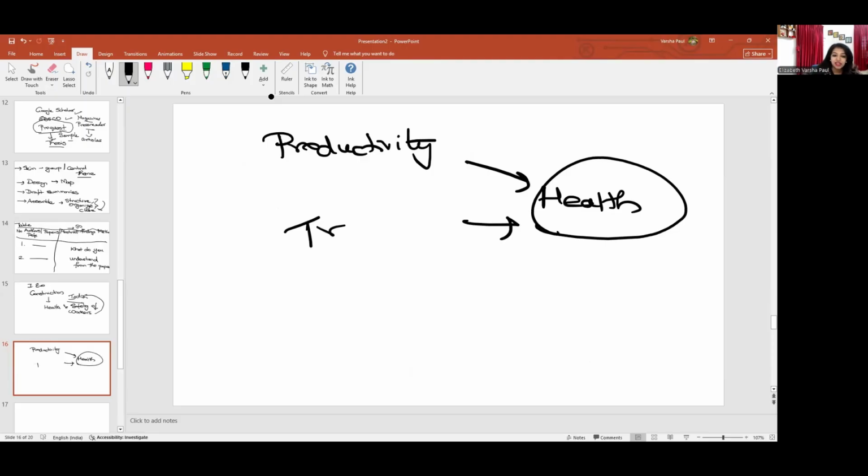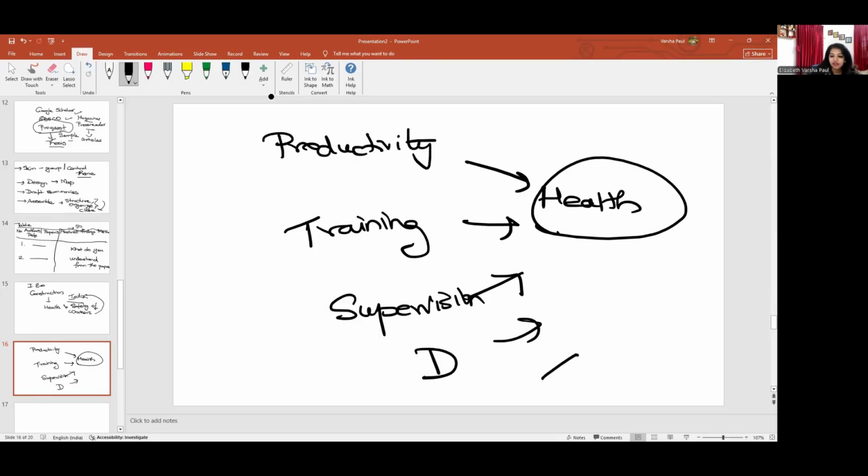And I say training has an important effect on health. And I say supervision has an important effect, and D has an important effect, and C. So like this, I can write down what I understood from the paper. I'm just giving you a sample number one. Like this, you have to do two, three more papers.